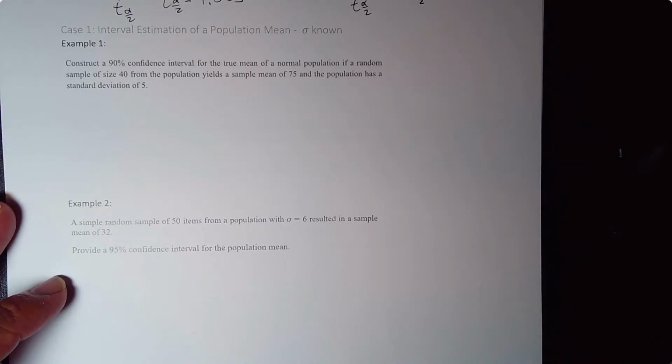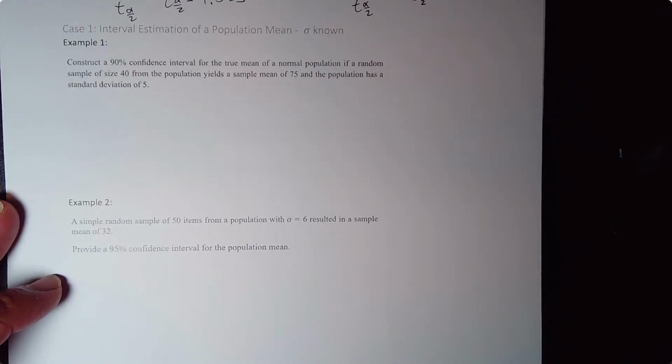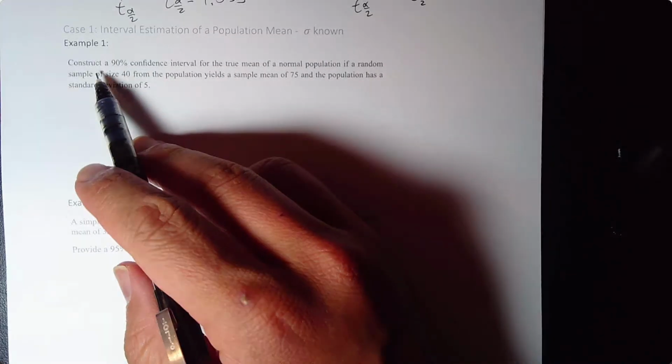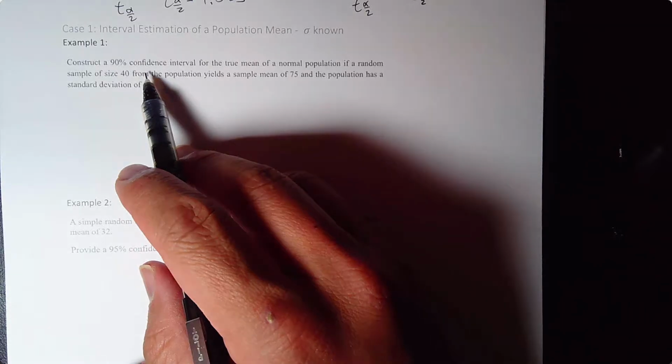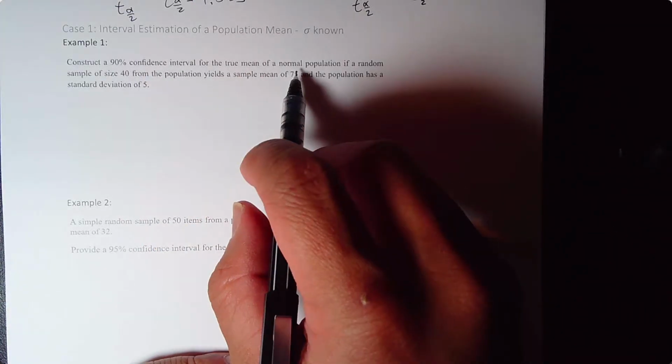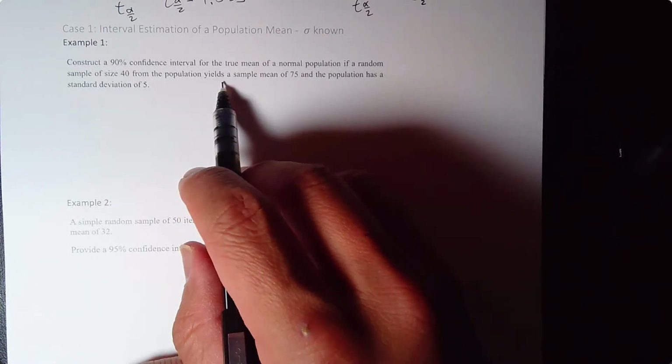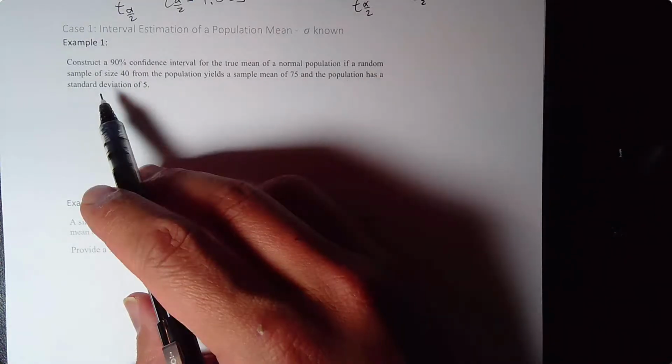Okay, so let's put it all together with some examples here. Construct a 90% confidence interval for the true mean of a normal population if a random sample size of 40 from a population yields a sample mean of 75 and the population has a standard deviation of 5.